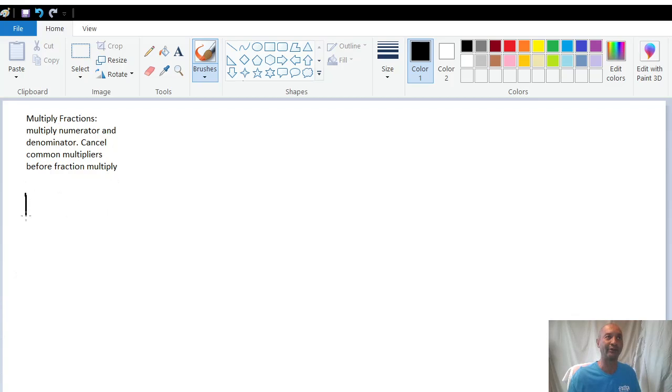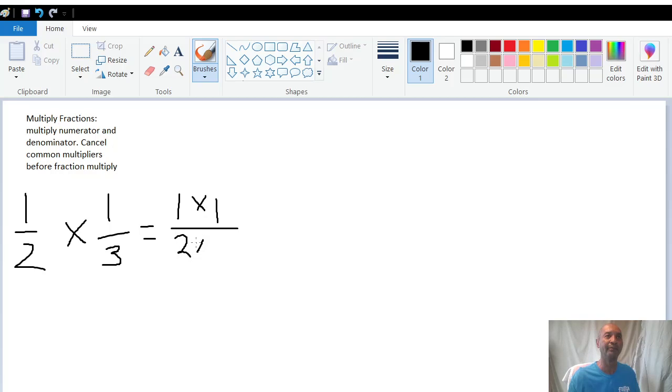Once again, we'll go back to the easy 1/2 times 1/3 equals, you just bring the numerators, I'll just go ahead and write that out. 1 times 1 over 2 times 3. 1 times 1 equals 1 over 2 times 3, which equals 6.